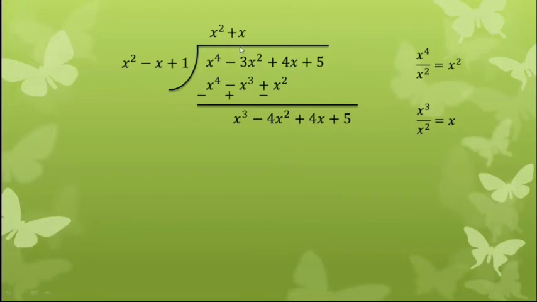So x cube is the first term, and here x square is the first term. So x cube divided by x square, we will get simply x. So we write here at the top plus x. Now we will multiply plus x by x square, that is x cube, and minus x and plus x, that is minus x square, and plus x and plus 1, that is x. Again we will change the symbol to minus, plus, and minus.